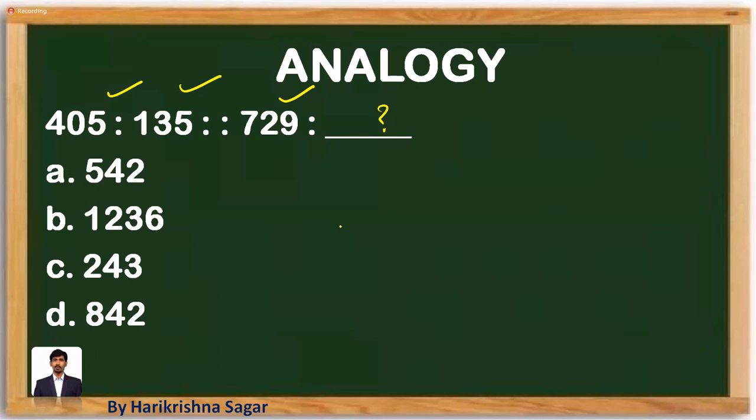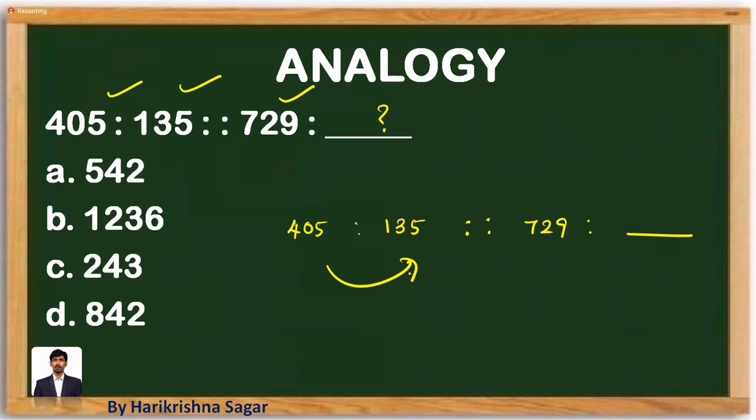Very simple question. There is a number 405. It turns to be 135. I'm sure these numbers are not related to any squares and cubes, because 405 is not a square, not a cube. 135 is not a square, not a cube. If the questions are not related to squares and cubes, then definitely it might be related to some kind of product or division. We have to keep that in mind. So 405 becomes 135.